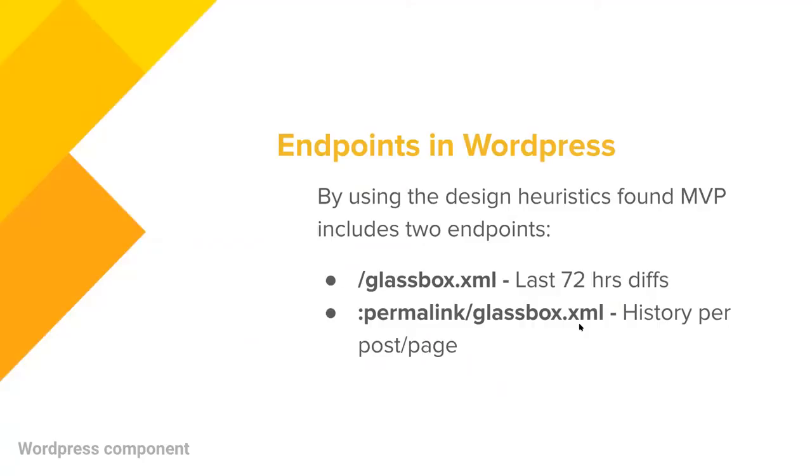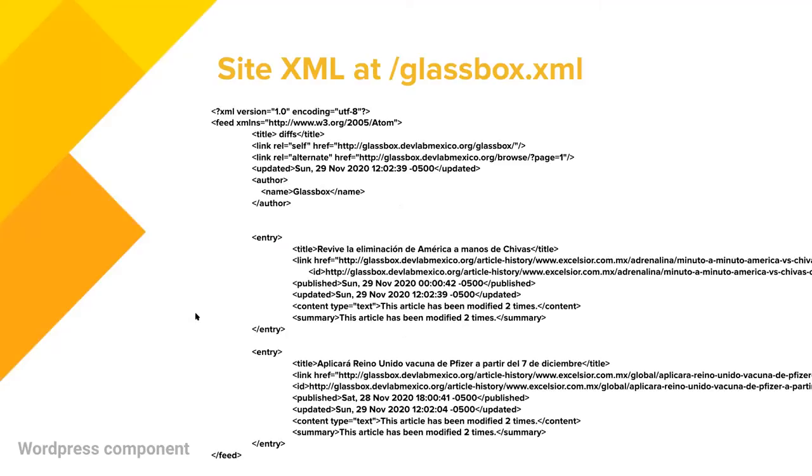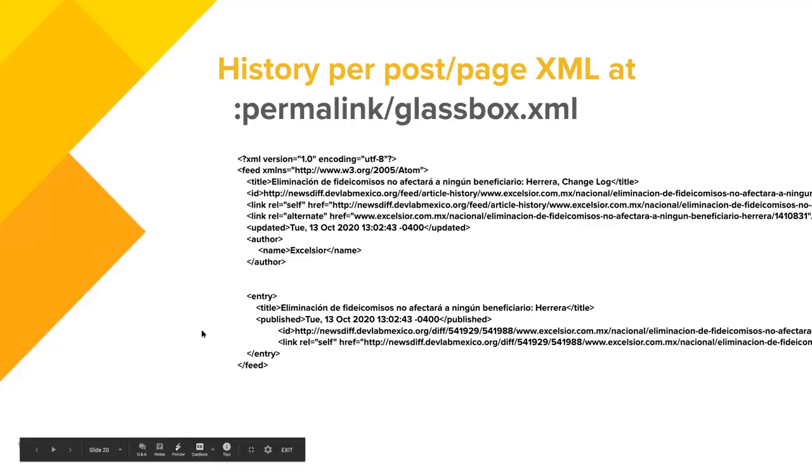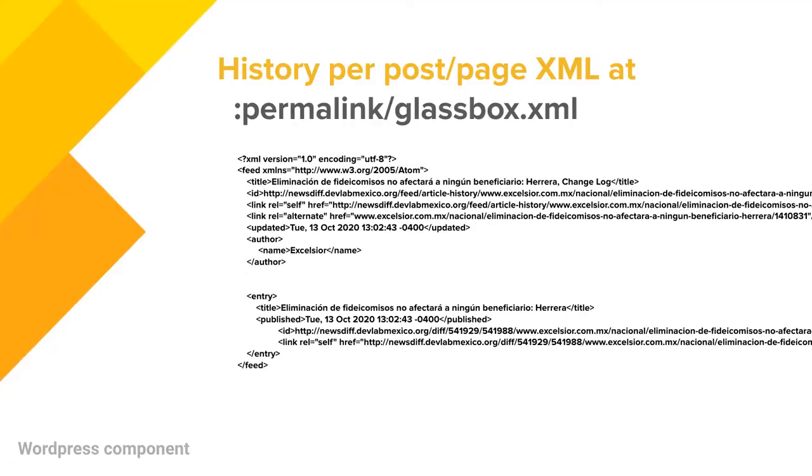Well, we thought that XML could be machine readable, because a lot of components on the web know how to read XML. So you should see, for example, this is reported by Glassbox, and this is the actual website where you're looking, and it is a page. Each of these entries are the changes that have been happening in the last 72 hours. And if you go to a link of an article, you should be able to see when it was created, when it was updated, who the author was, and see the changes there.